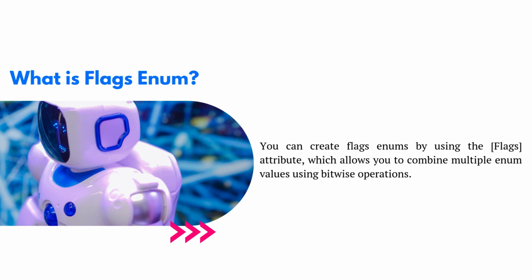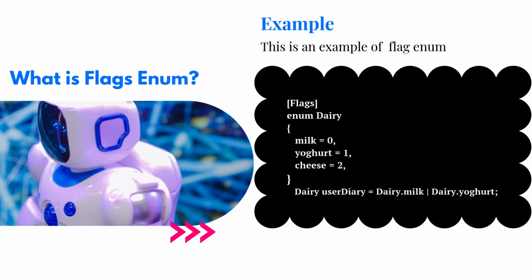What is a flags enum? You can create flags enums by using the Flags attribute, which allows you to combine multiple enum values using bitwise operations. This example uses the Flags attribute, which allows enum values to be combined using bitwise operations. Each enum member represents a flag, and the bitwise OR operator combines multiple values. Dairy userDairy = Dairy.Milk | Dairy.Yogurt means the user has selected both milk and yogurt. This is commonly used when multiple options need to be stored in a single variable.